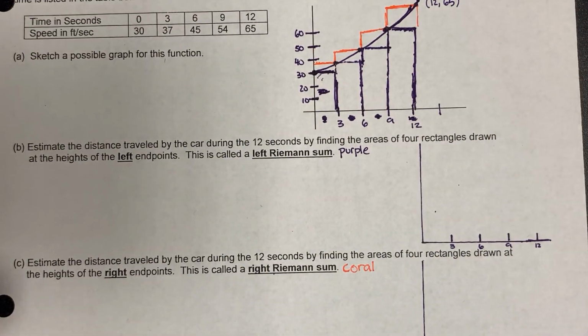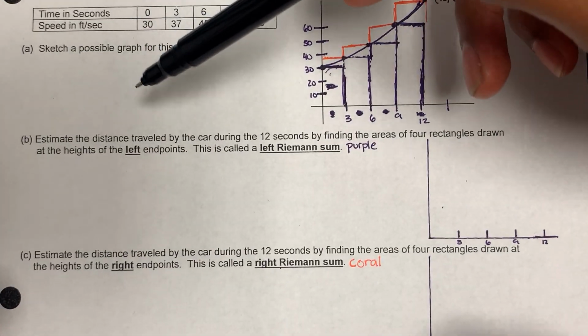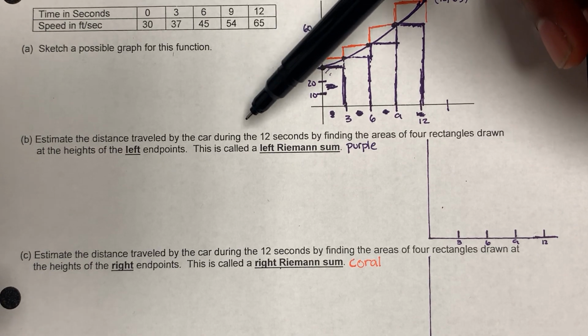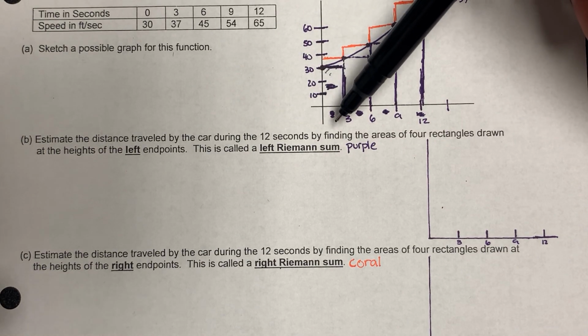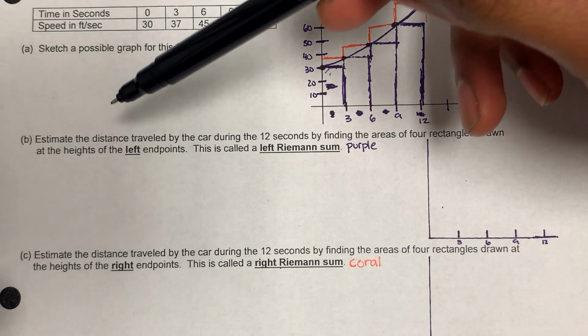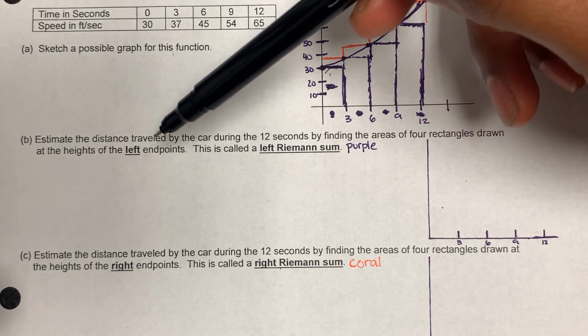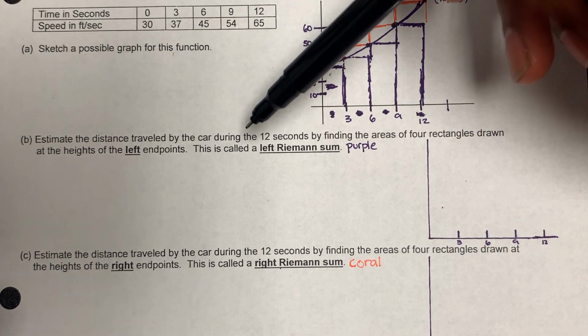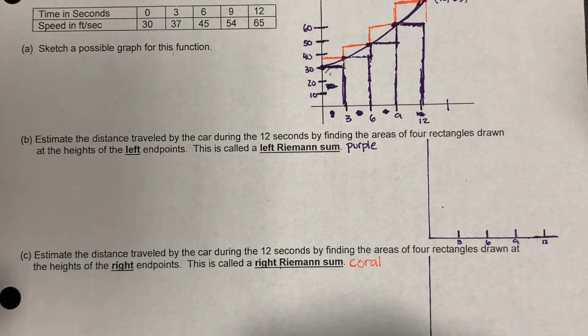Okay, so for part B, we are to estimate the distance traveled by the car during 12 seconds by finding the areas of four rectangles drawn at the heights of the left endpoints. This is called a left Riemann sum.